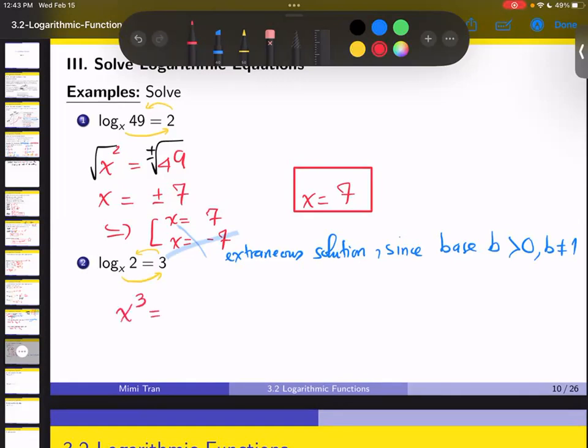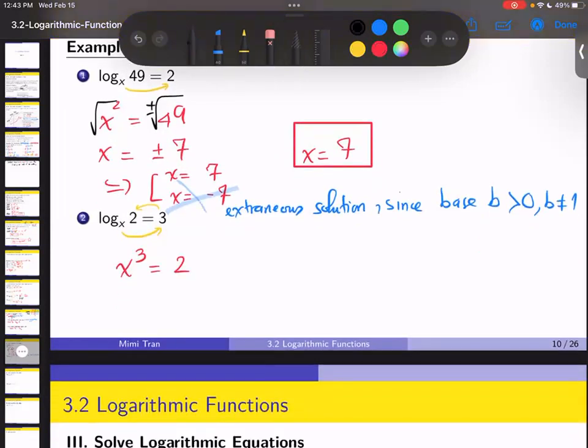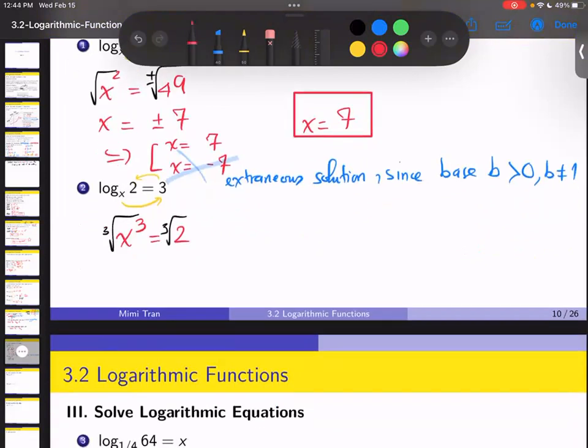x cubed equals something. I want to solve for x, so root both sides. When you take an odd root, you don't need plus and minus. So you're done.